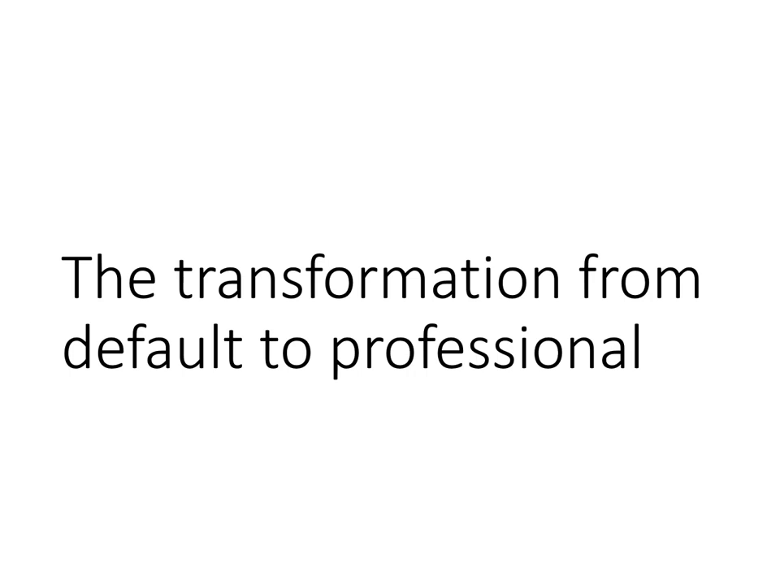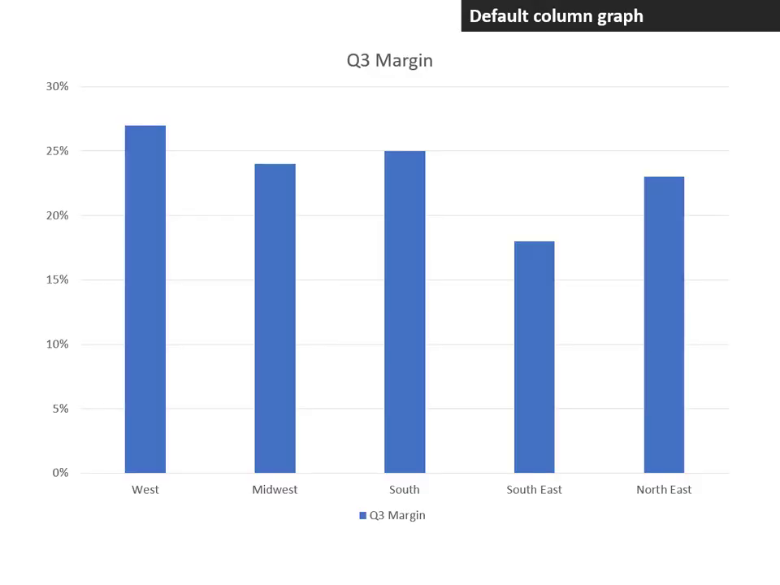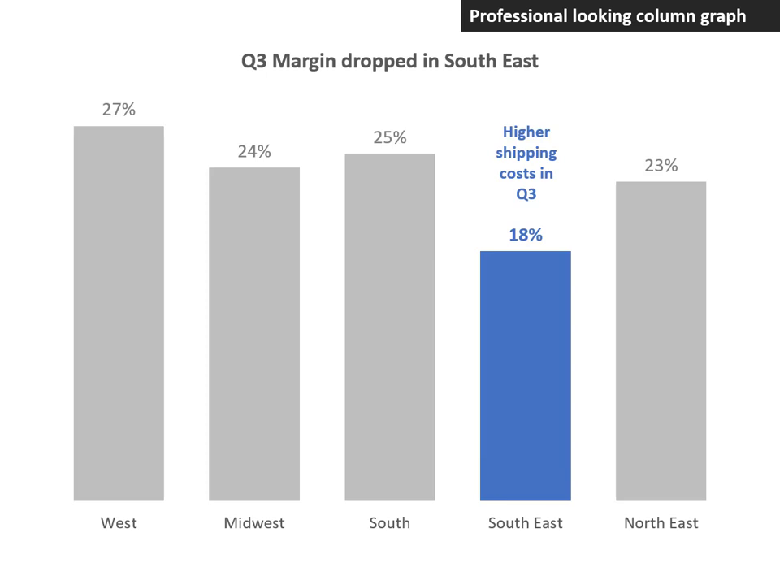So we've transformed the default column graph to a professional column graph. We started with the default and we ended up with a professional looking column graph in just 7 steps.